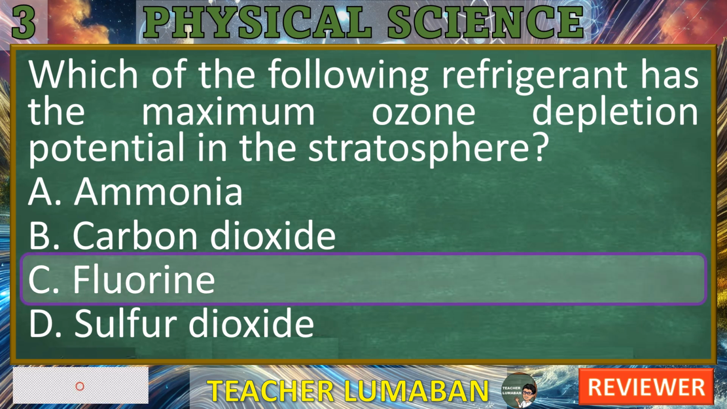The correct answer is C. Fluorine, though to clarify, it's not fluorine alone but chlorofluorocarbons, CFCs, which contain fluorine, that have the maximum ozone depletion potential. Here's a breakdown of each choice.